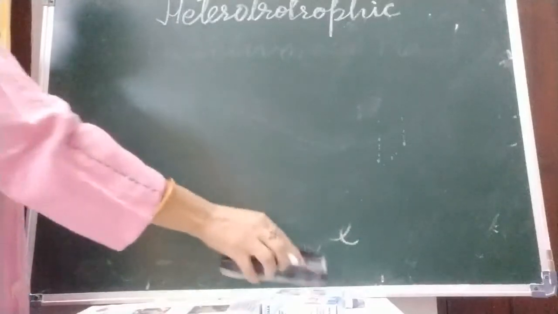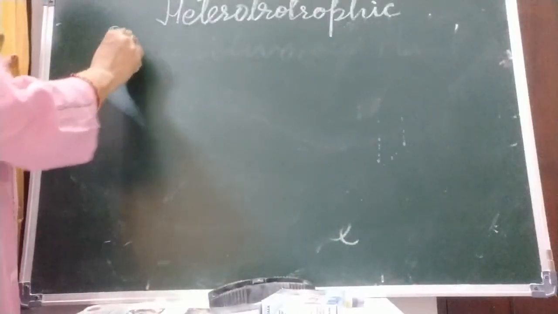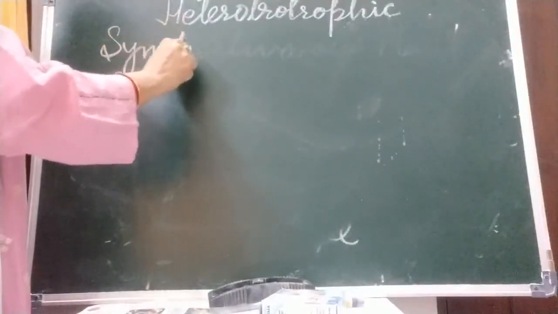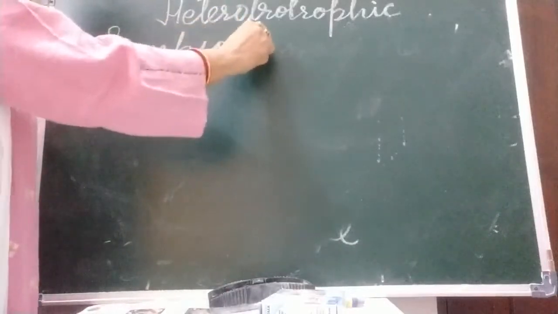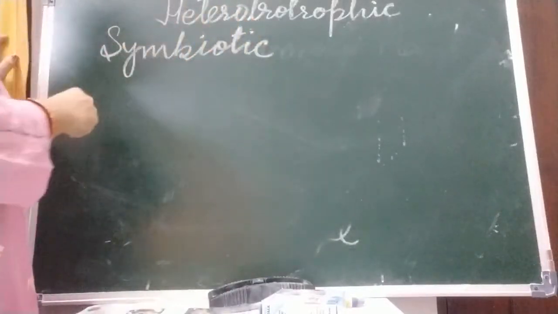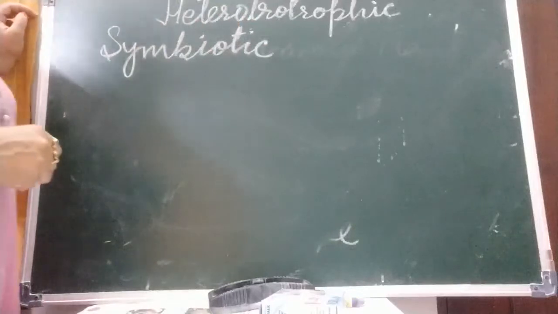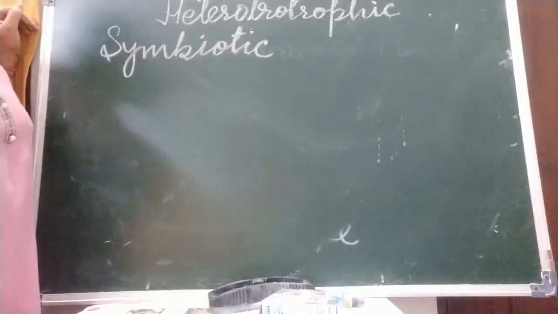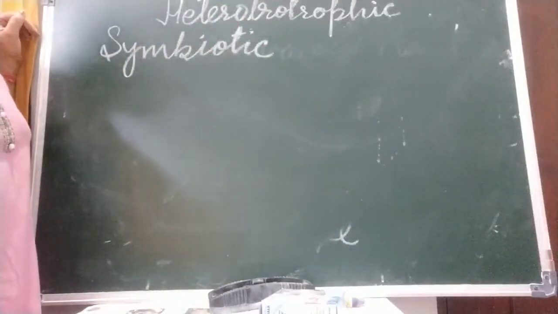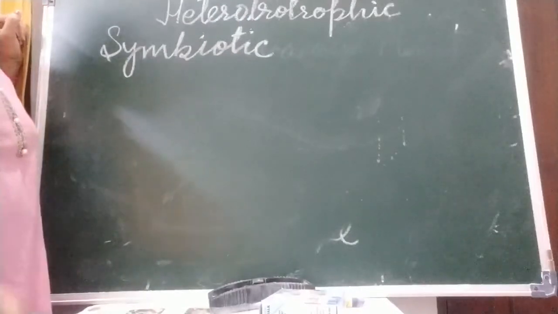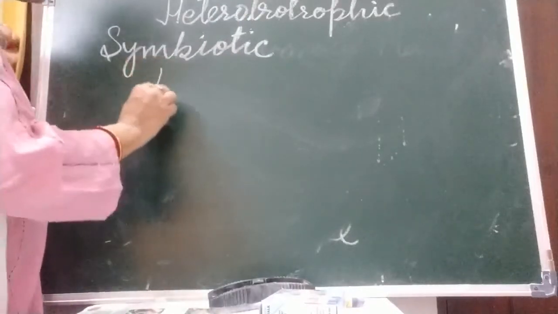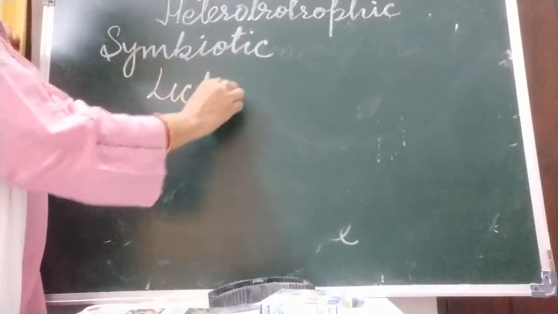Now next is symbiotic plants. They show the heterotrophic mode of nutrition. Two examples we are going to discuss. First is lichen.